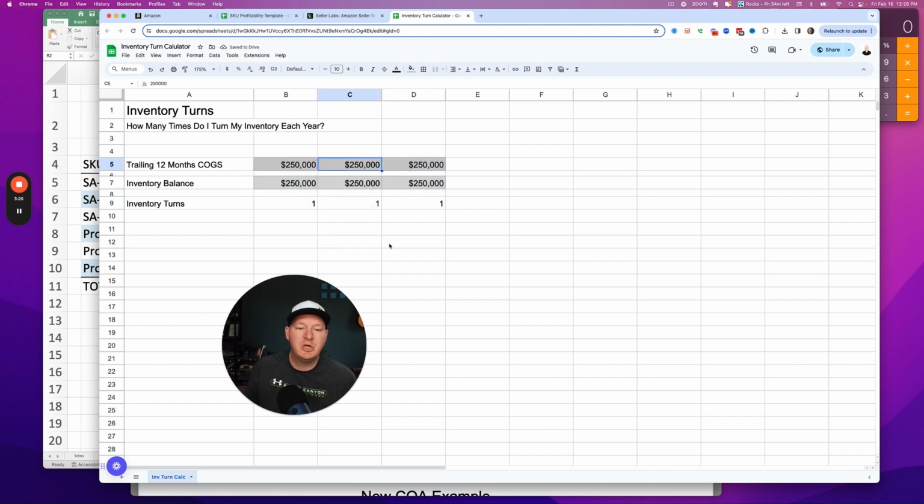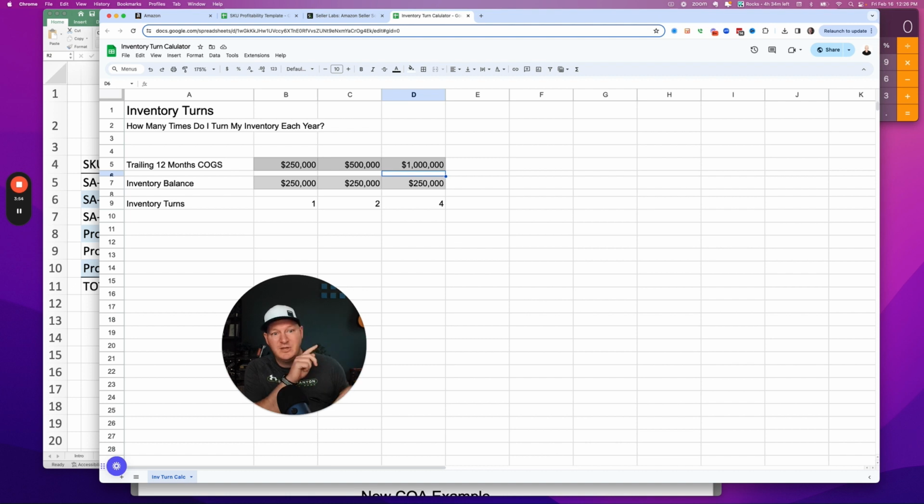So let me show you what I would say is a more normal instance here. Let's say that my cost of goods sold for the last year is $500,000. I only have $250,000 sitting on my balance sheet. I have sold through my inventory twice a year. I'm pretty happy with that. It's not bad. It's pretty good. What I'm even happier with is if I can sell through my inventory 4 times a year, where I'm really getting to use that dollar or that euro or whatever my currency of choice is.